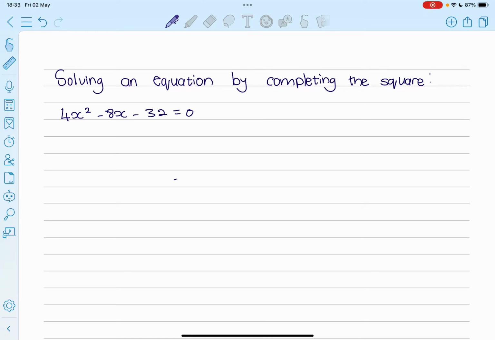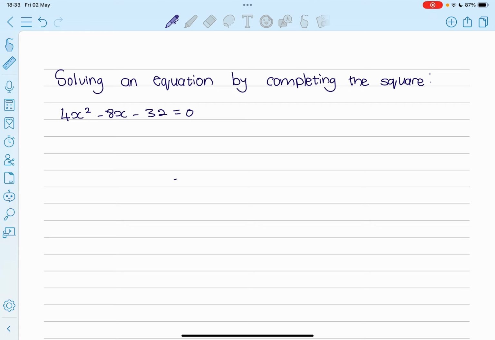Hi there. So in today's video, we'll be looking at solving an equation by completing the square. In this example, we have 4x squared minus 8x minus 32, which is equal to 0.